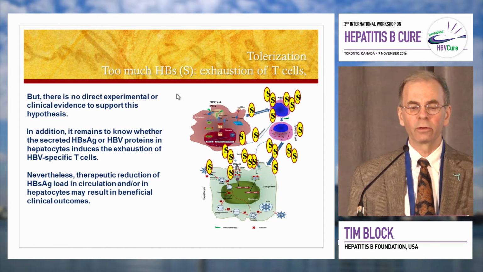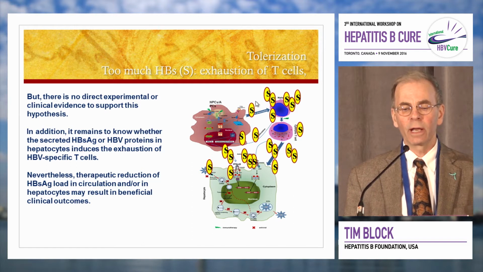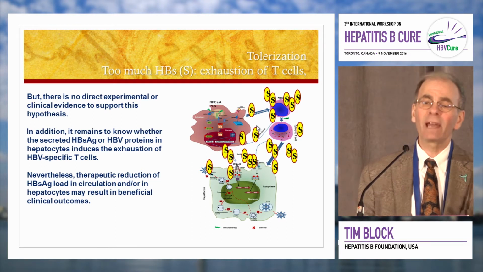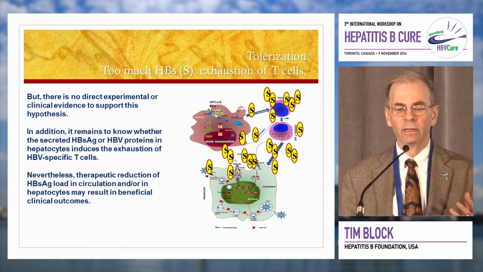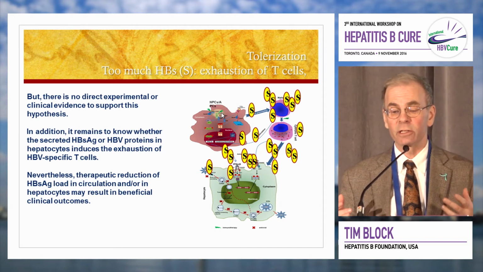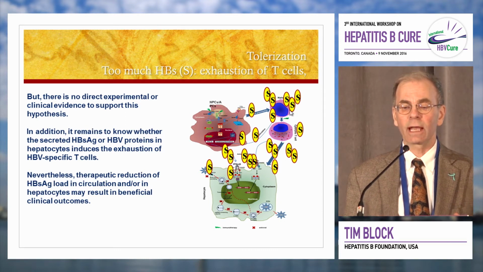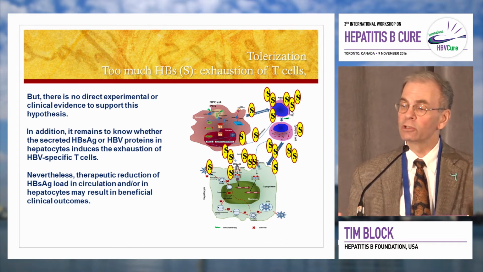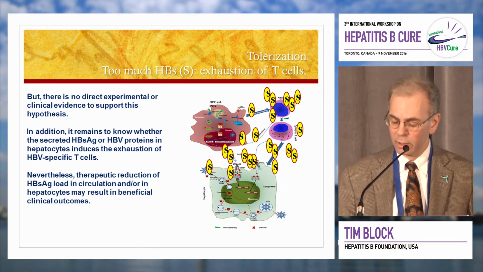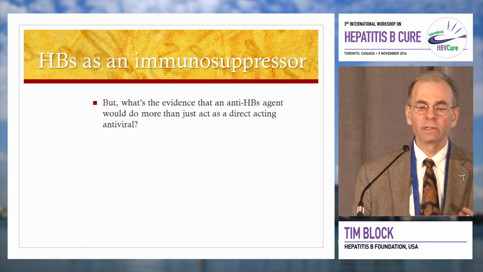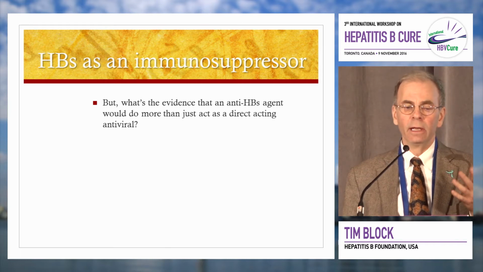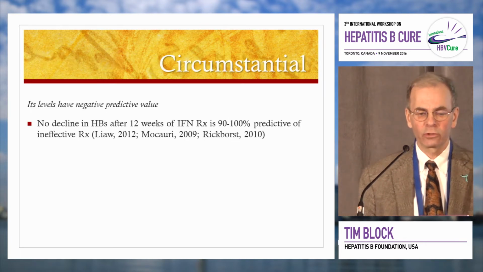Also, there's a theory going around that perhaps this vast amount of S antigen produced from infected cells has a direct immunosuppressive effect, perhaps dampening down the ability of dendritic cells or antigen-presenting cells to present antigen. Perhaps it's actually playing a central role in immune exhaustion through the checkpoint pathways, PD-1, CTLA-4. What's the evidence that this is really happening? It's largely circumstantial.